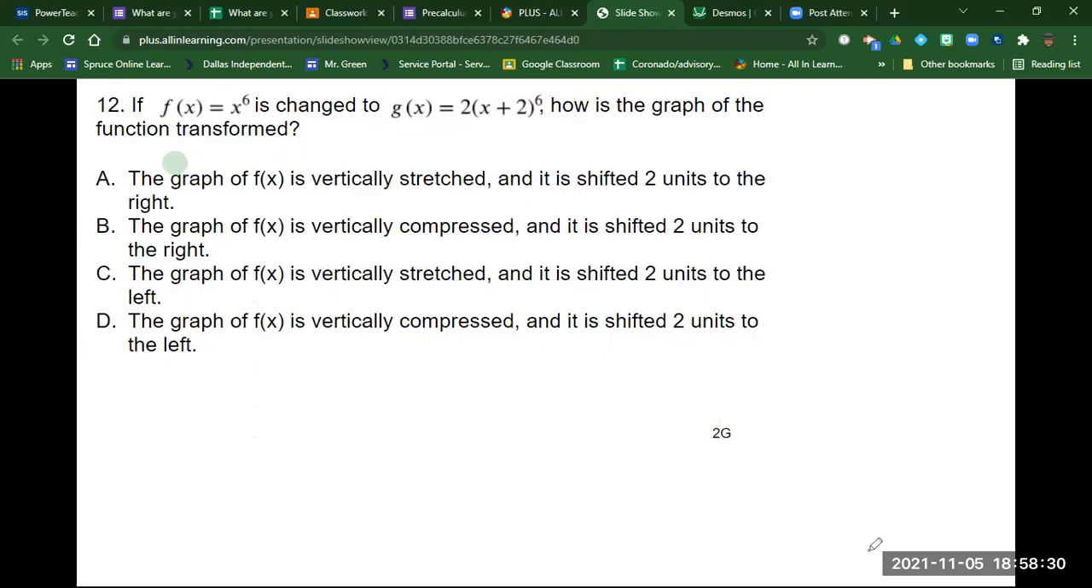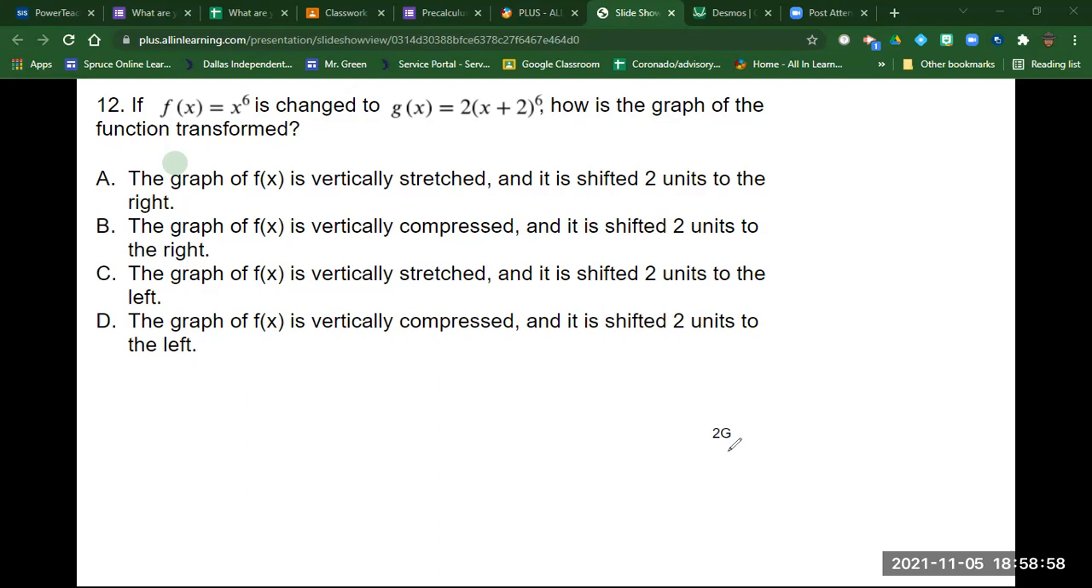All right, we're making some progress. All right, this should be pretty simple here. I do not like that green. All right, let's change this function. If we take this function, f of x equals x to the power 6, and we change it to this function, how does the graph transform? Identify the transformation.